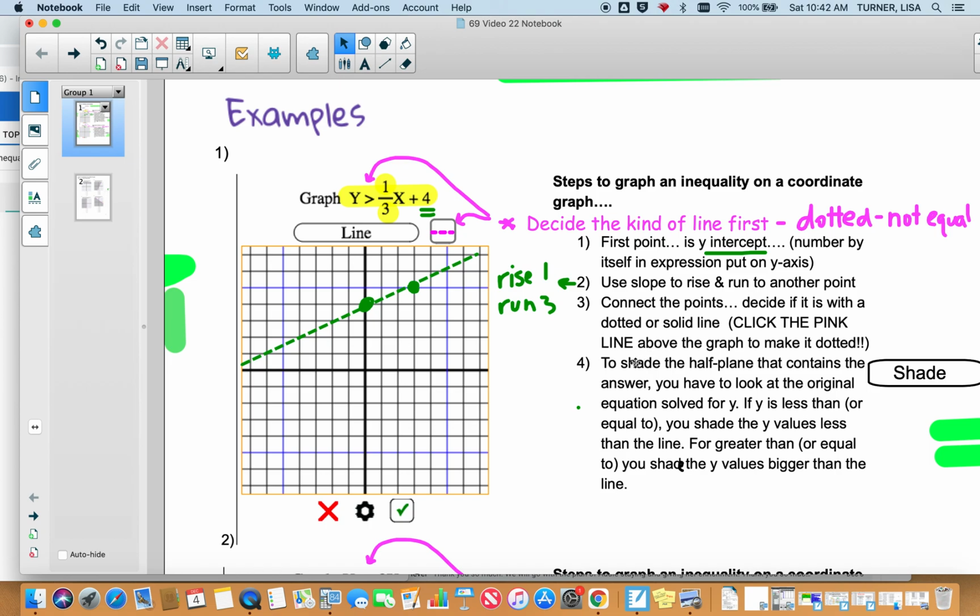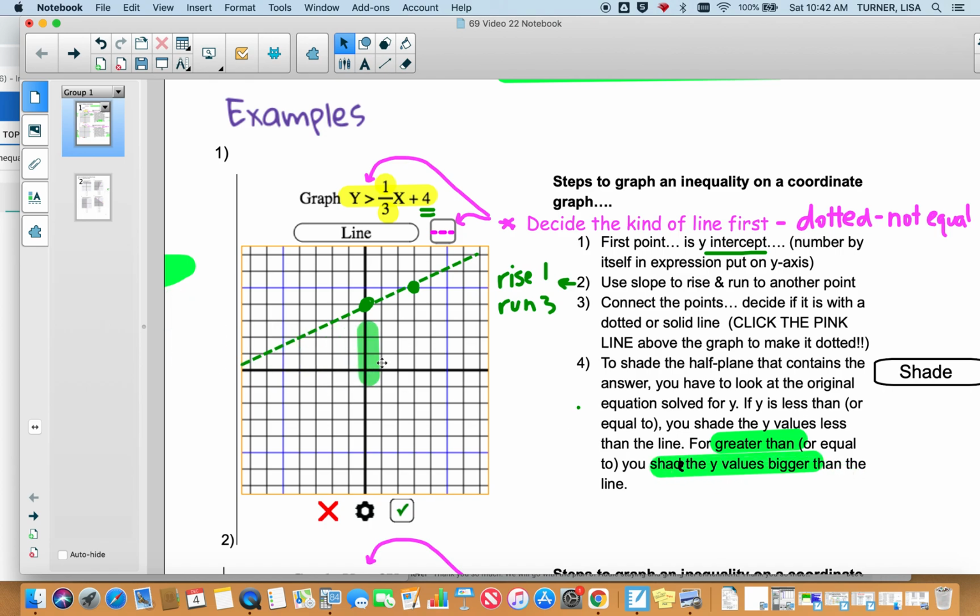Now the last step, we need to shade not just that line, but all the points that are greater than that line. And here's my advice for you. Number 1, you're going to click shade here. All right, I just want you to remember that. So you can write it down here in your notes, but you will click it there. You'll change over from the line. And in this case, we read it, y is greater than. So for greater than, if you could highlight or underline this, you shade the y values bigger.